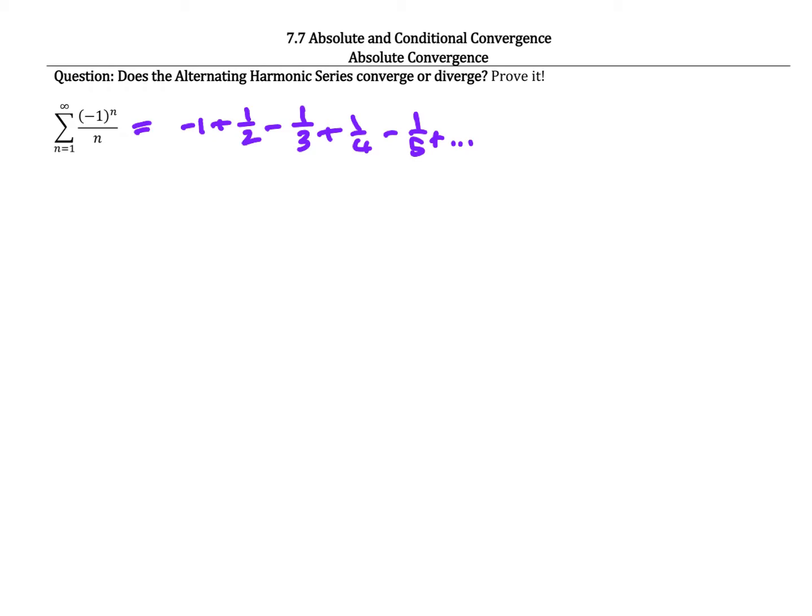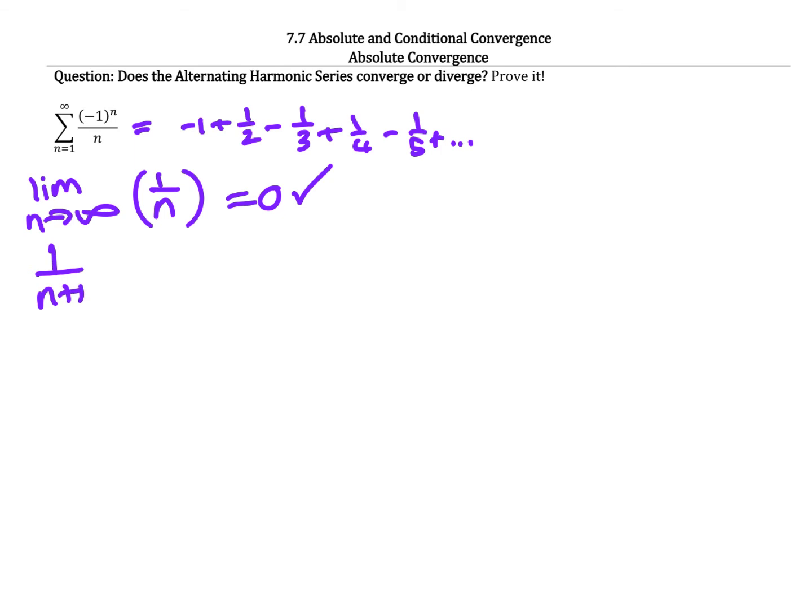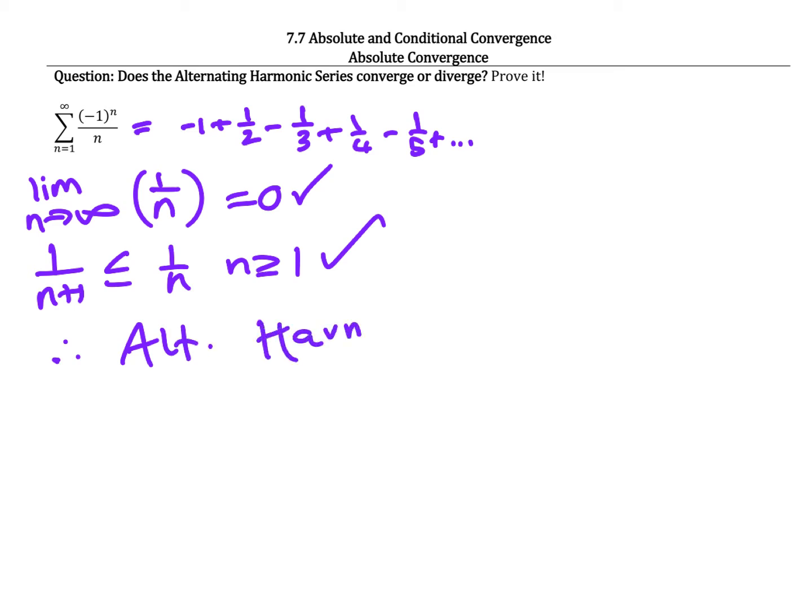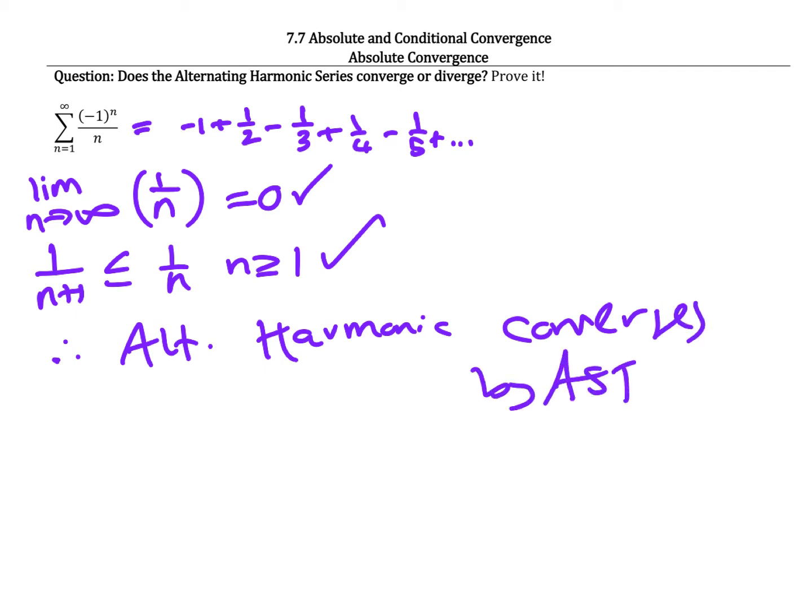And let's actually see if we can use the alternating series test to come to a conclusion here. If we take the limit as n approaches infinity of the general rule without the alternating component, that's going to equal 0. So our first requirement is met. If we substitute in n plus 1 and compare that, the bigger the denominator, the smaller the fraction. So this is going to be less than or equal to that for n greater than or equal to 1. So both requirements are met. Therefore, the alternating harmonic series converges by the alternating series test.